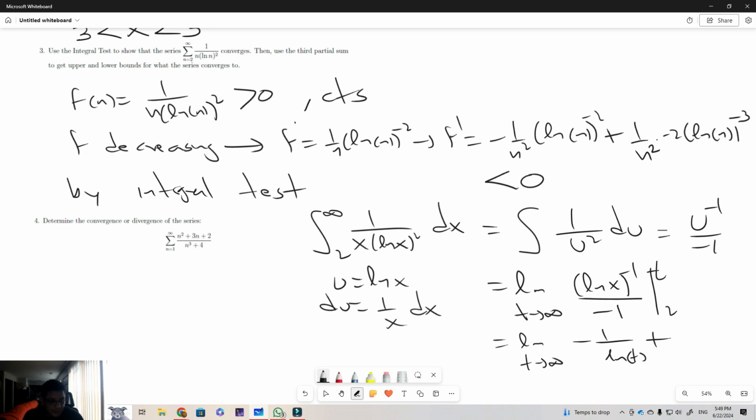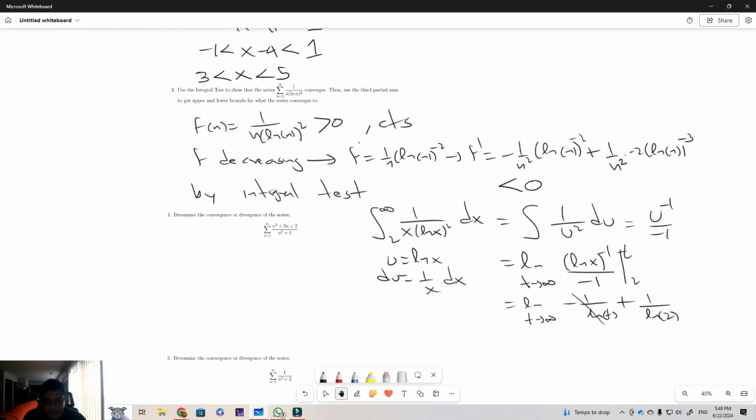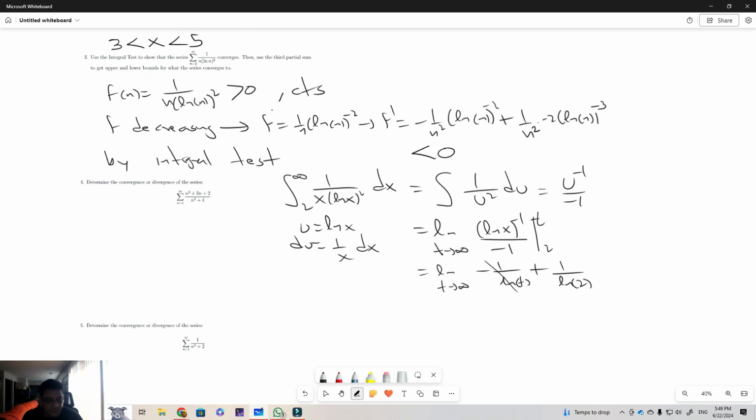And so of course this is the limit when t goes to infinity of minus 1 over log of t plus 1 over log of 2. And so you can see here that this goes to 0, and so the whole thing converges to 1 over log of 2, or the sum here is going to be approximately 1 over log of 2 when it goes to infinity. Now, but this says, well, prove that this converges. So this is a good measure to prove convergence.